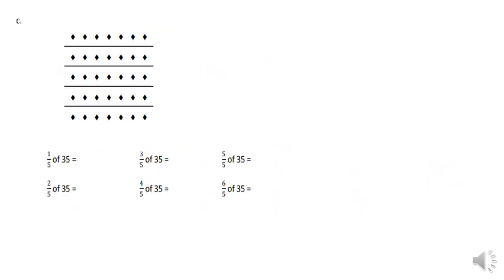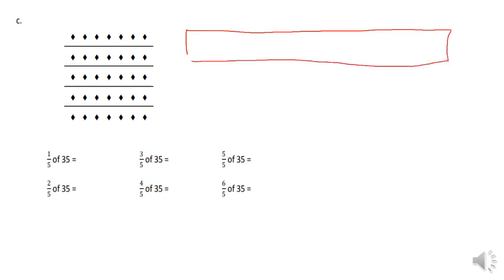On C, doing our tape diagram, it says fifths, so I'm going to split it up into fifths. 1, 2, 3, 4, and 5. And we're going to 35, so I'm going to count up to 35.